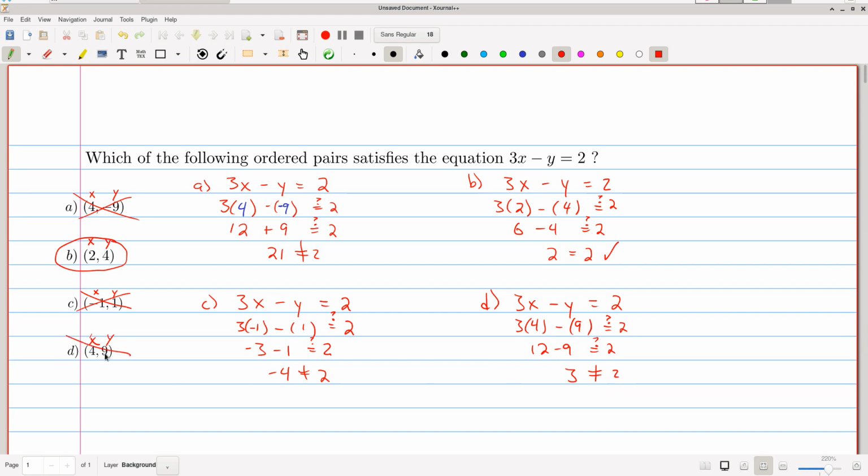So we know D is not a correct answer either, which tells us B is the only correct answer to this problem. 2, 4 is the only point out of these that satisfies the equation.